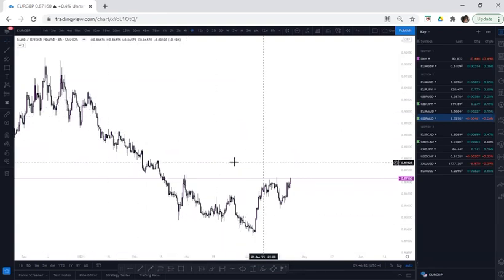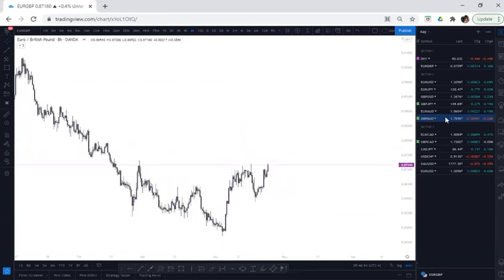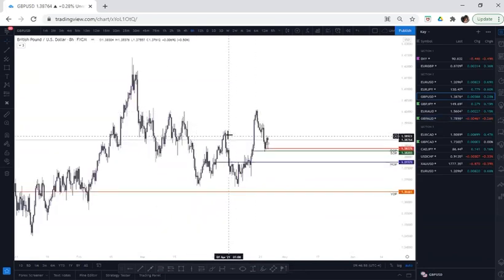So we can backtest this, guys. We can backtest this, and that's it for me.